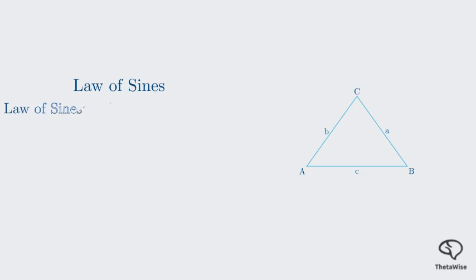Let's get started with the law of sines. Our first tool is the law of sines. It's a powerful relationship that connects the sides of any triangle to the sines of its opposite angles. Let's consider a triangle with angles A, B, and C, and the sides opposite them, which we'll call a, b, and c. The law of sines states that the ratio of a side to the sine of its opposite angle is constant for all three sides of the triangle. In other words, a over sine A equals b over sine B equals c over sine C.